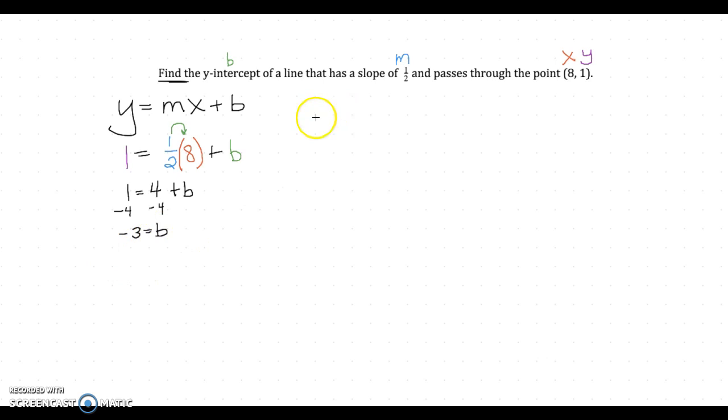The one thing I do want to keep in mind is our intercepts. Anything that says intercept needs to be written as a coordinate point. That is an (x, y) point. And so if our y-intercept is -3, that means it is at the point (0, -3). Since it's a y-intercept, that means the -3 goes in the y spot. So the y-intercept of a line that has a slope of 1/2 and goes through the point (8, 1), that y-intercept is (0, -3).